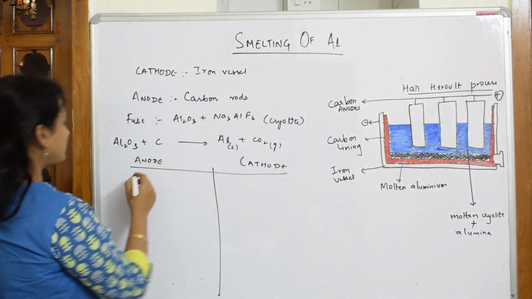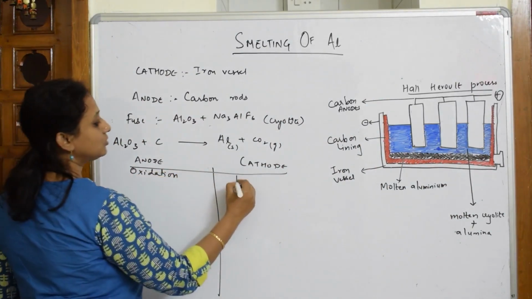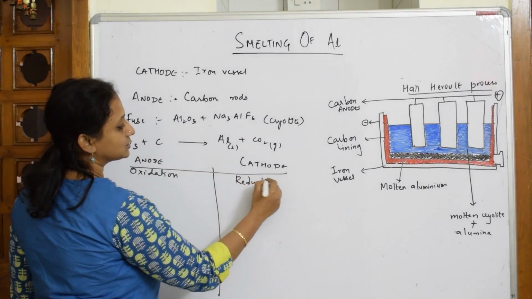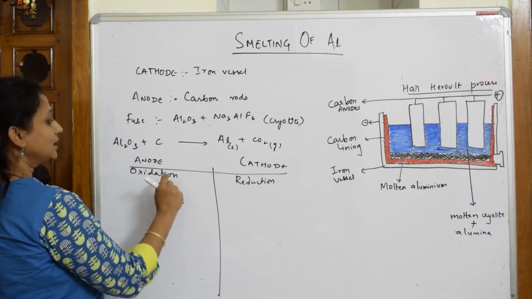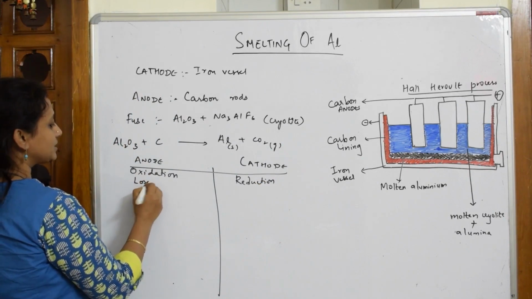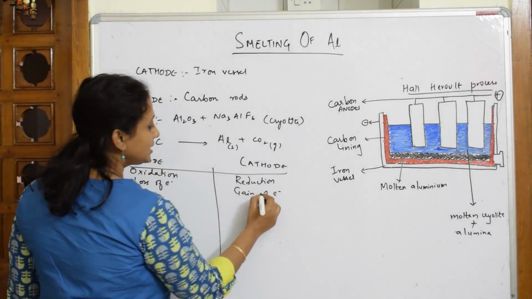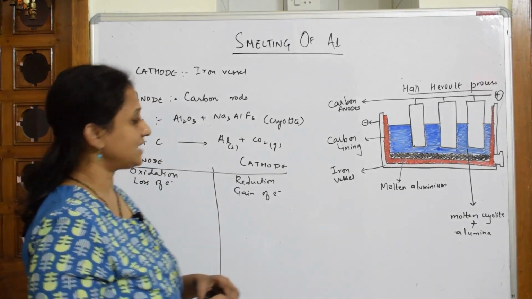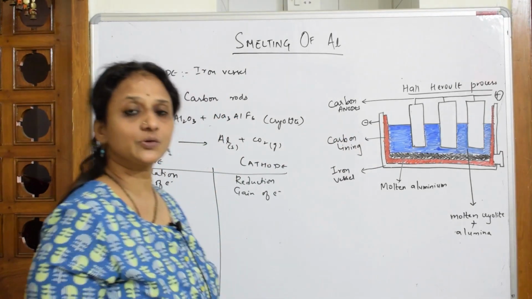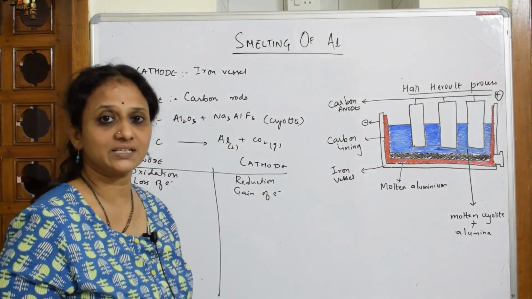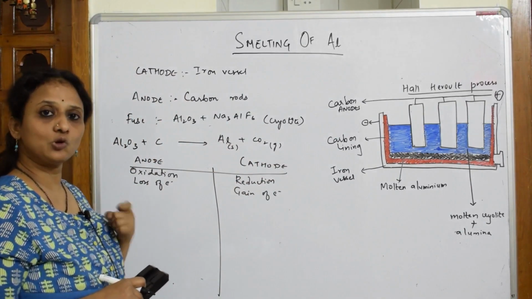Now, anodic part, we very well know, always oxidation occurs. And cathode, always reduction process occurs. So now what happens? At the anode, oxidation means loss of electrons. Reduction means gain of electrons. Now, see, first important thing, I said your carbon is acting as an anode. So now come back to this anode, there should be some loss of electrons.